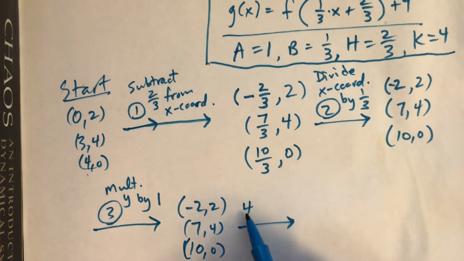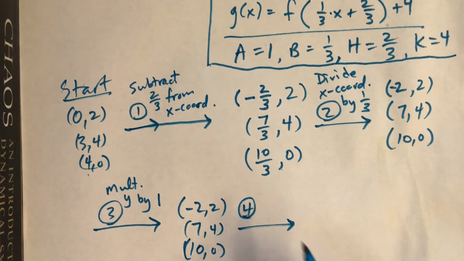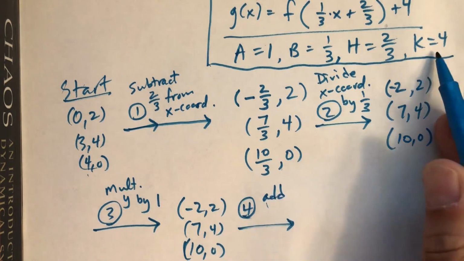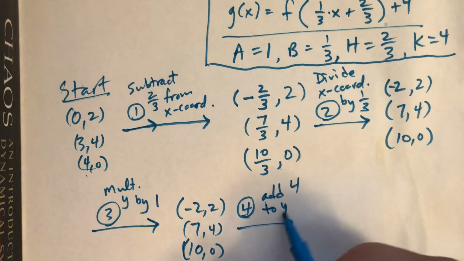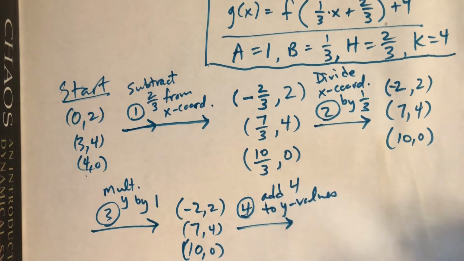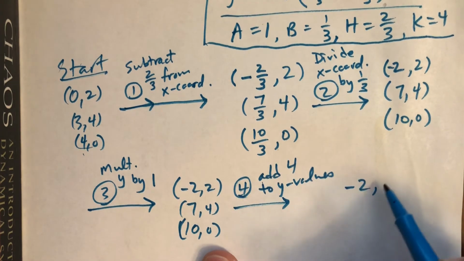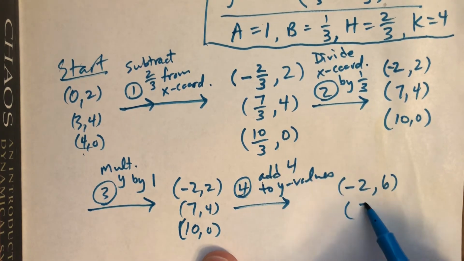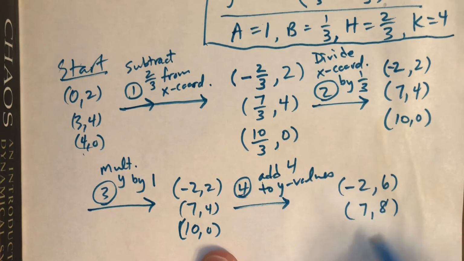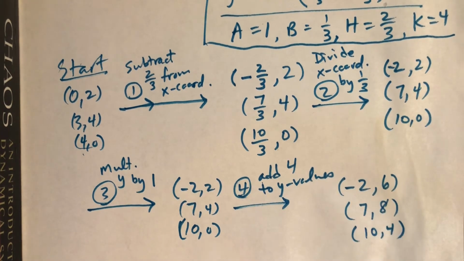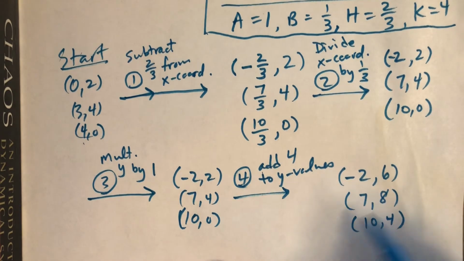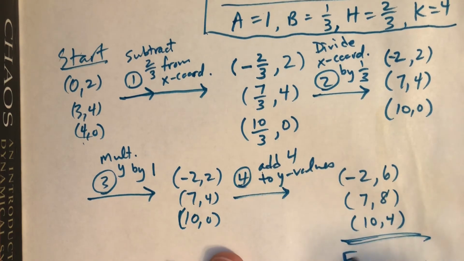And then the fourth step, we can do this. We're going to add k to the y values. Okay, so we can do that. We're just going to add 4 to all these y values. So we've got -2, 6. We've got 7, 8, and then 10, 4. Okay, so these are on the final graph.